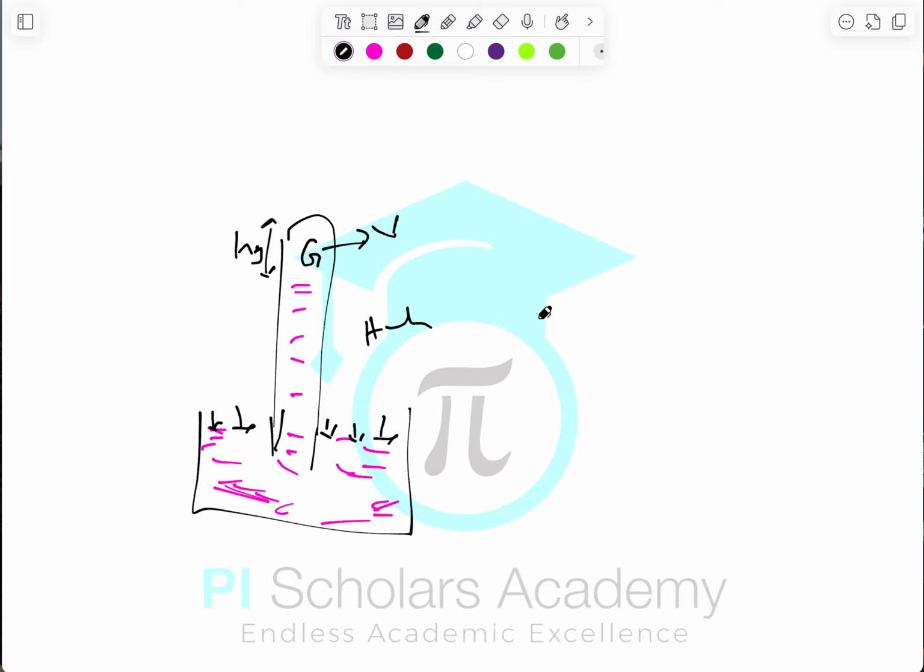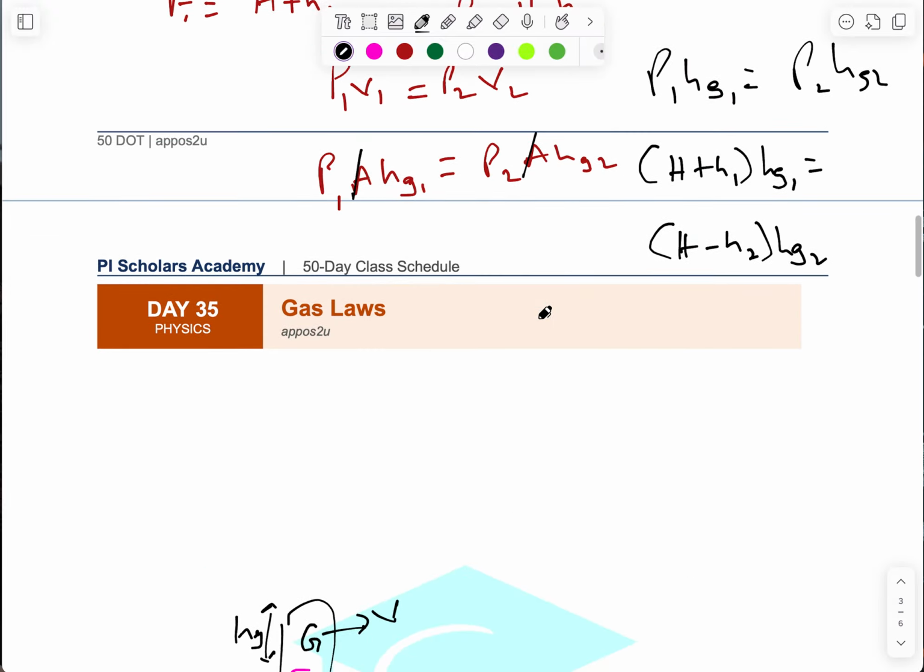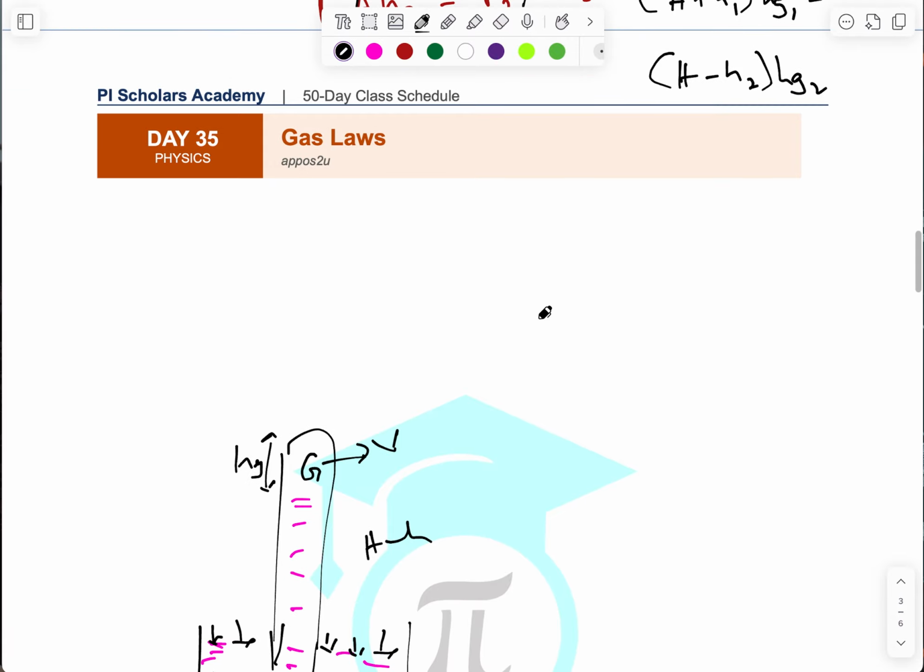Because I've been using mercury now. What if you are given water instead? Or you are using water and then you're given information about mercury. For instance, the atmospheric pressure is actually 76 centimeters mercury, or 760 millimeter mercury. This is the barometric height that corresponds to that of mercury. What if you want to get this thing in terms of water?